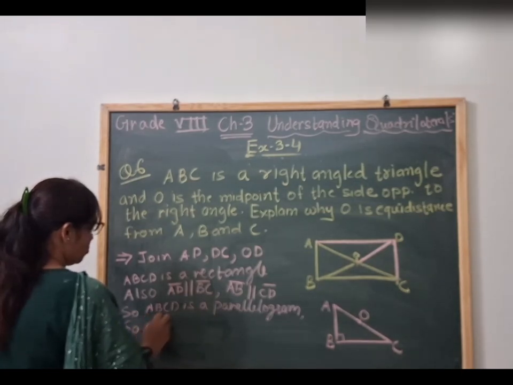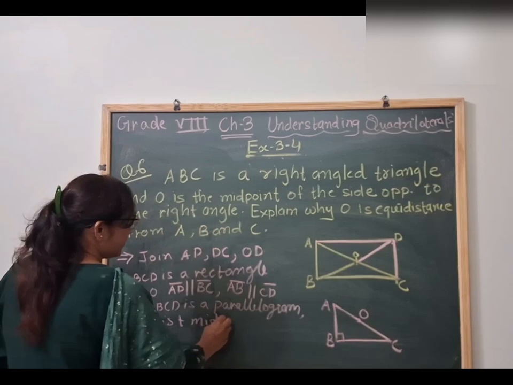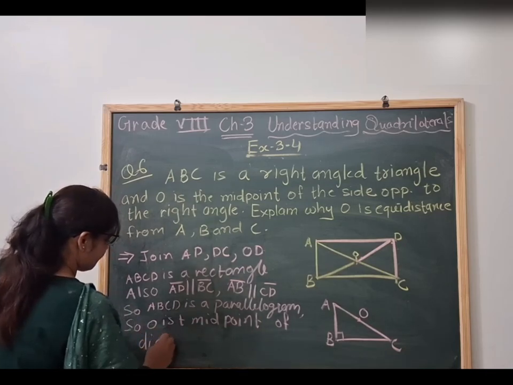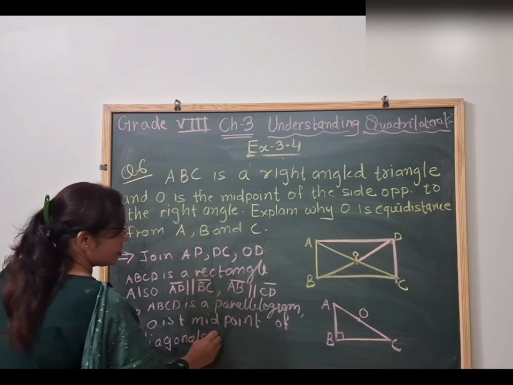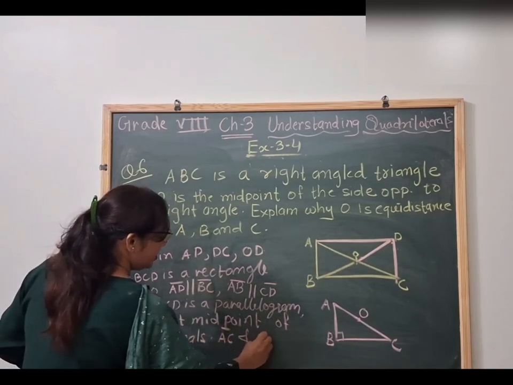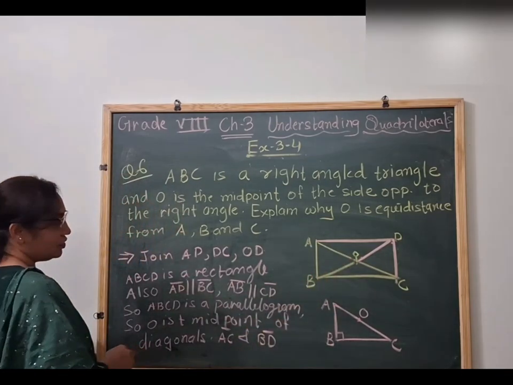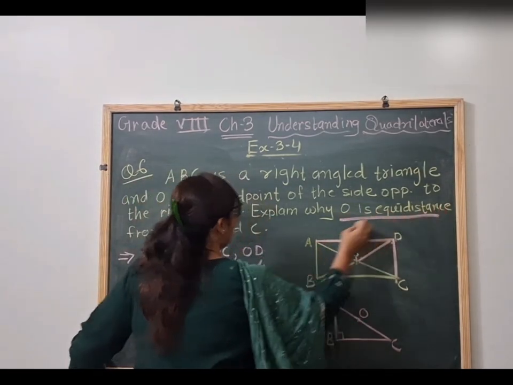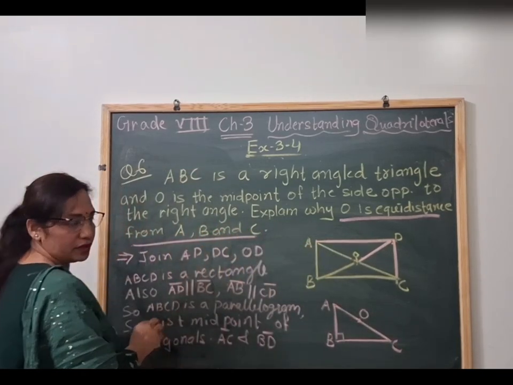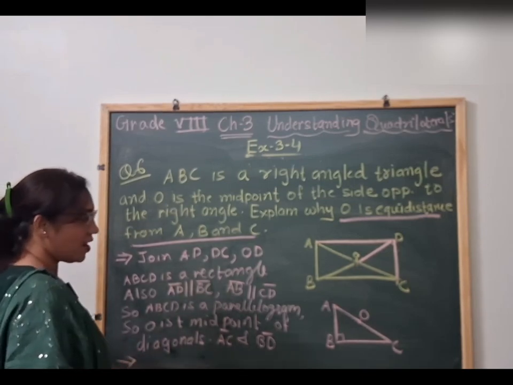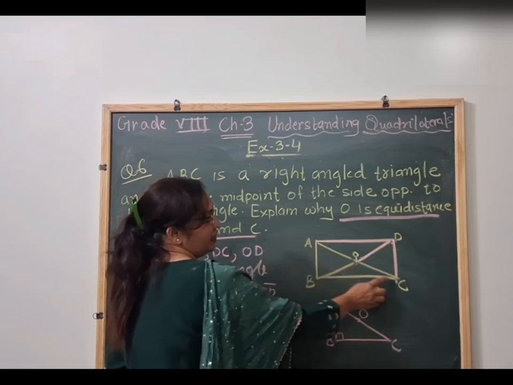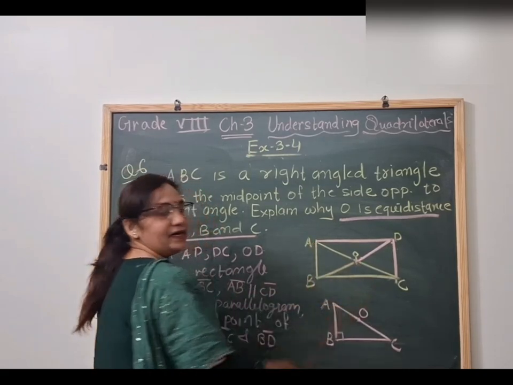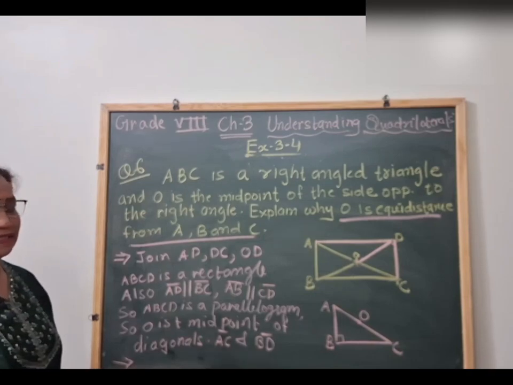So O is the midpoint of diagonals AC and BD. As O is the midpoint of the diagonals, we can say that O is equidistant from A, B and C. This statement you can write here students. Why? Because this is the midpoint of AC and this is the midpoint of BD. That's why we can say that O is equidistant from A, B and C. So we have proved it here, and question 6 gets over here.